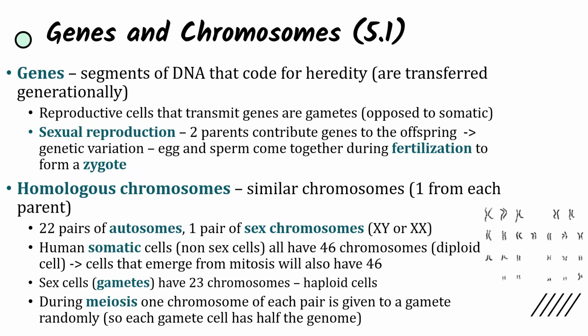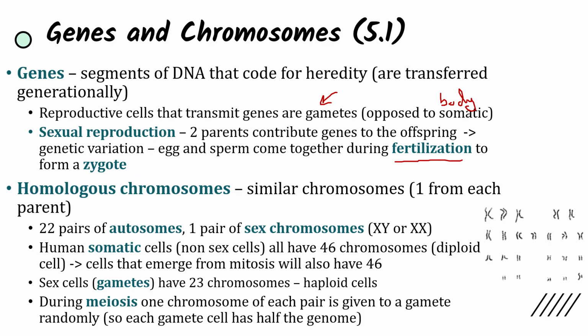And so reproductive cells that transmit genes are known as gametes. So a lot of your cells are somatic or body cells, but we have gametes, and those are going to be the ones that transmit genes, the reproductive cells, the egg and the sperm. And so sexual reproduction is where two parents contribute genes to the offspring, and this is going to be genetic variation. The offspring is not going to look exactly the same like either parent. There's going to be a combination, and it's going to be a random combination, where the egg and sperm come together during fertilization to form a zygote.